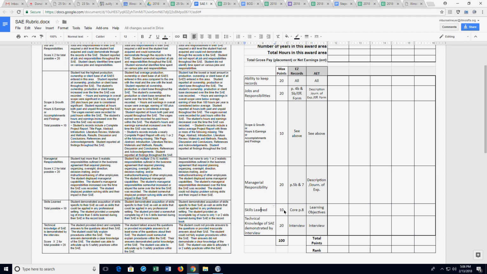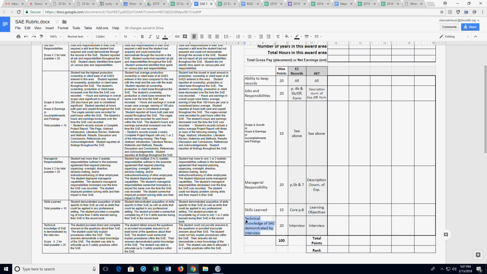Skills learned is worth 10 points. Then in Easy Records and in paper books, they can be found in the core pages, page 8. Core pages are also white pages in Easy Records or in paper books. In AET, it's found in the learning objectives.